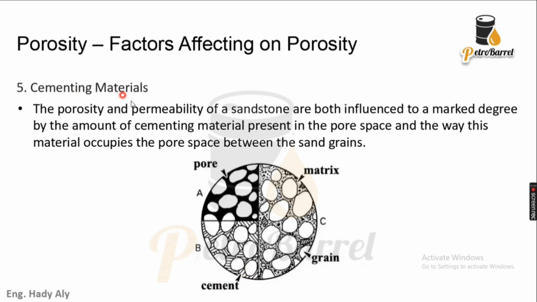So if I have a high amount of cementing material, it takes a volume from the pore spaces volume. A high value of cementing material gives me a consolidated formation, to be honest, but it leads to a reduction of the pore spaces, or reducing the porosity. So based on the cementing materials, the porosity and permeability of a sandstone are both influenced to a marked degree by the amount of cementing material. The higher the cementing material, the lower the porosity. Okay, because simply the cementing material is present in the pore spaces themselves, and it takes a certain amount of the volume, leading to a reduction of the pore spaces volume.